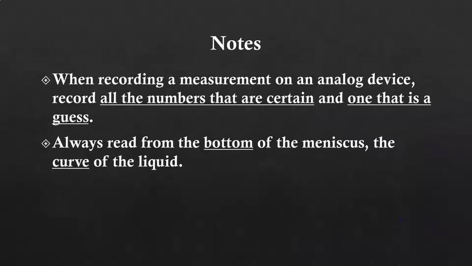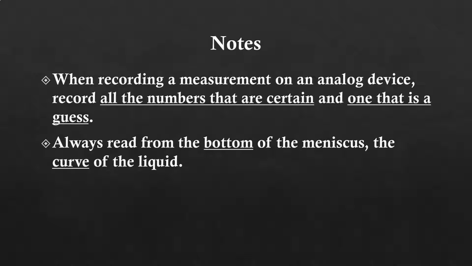So notes, when recording a measurement on an analog device, this is something that is not digital or battery operated, it just has lines and you have to read it. You record all the numbers that are certain, so for every line it is a certain value. And one that is a guess. The guess value is a guess about how far numerically you would estimate whatever you're measuring is to fall between two known lines on an analog device.